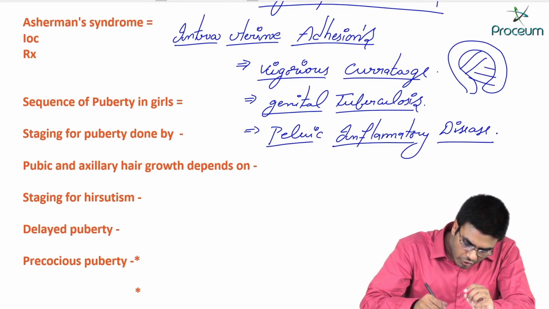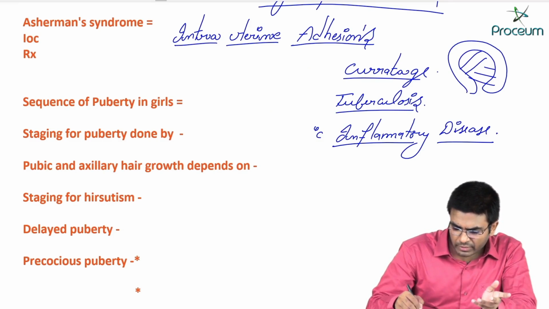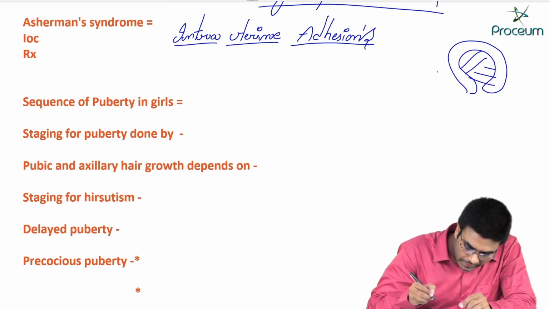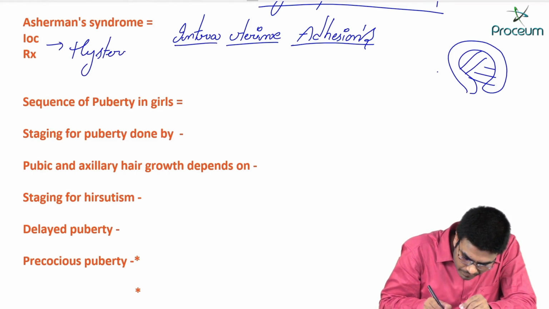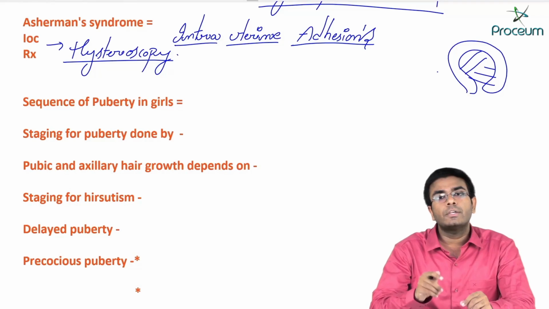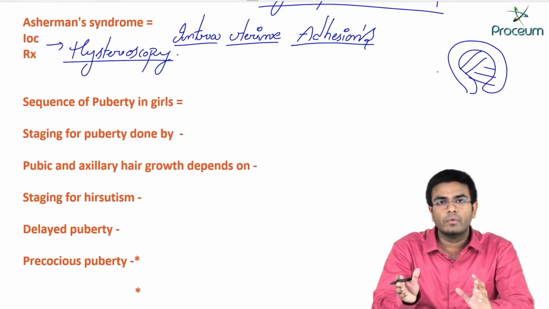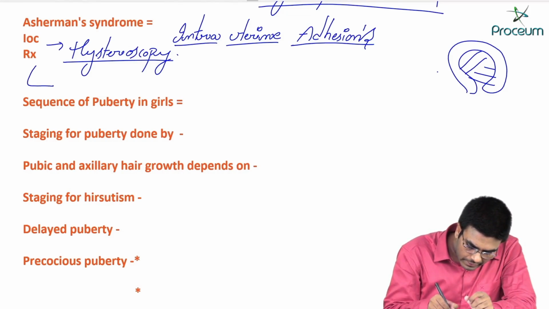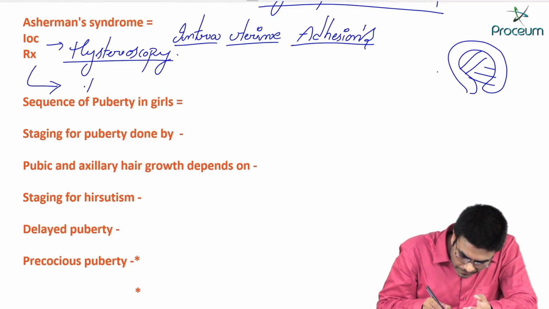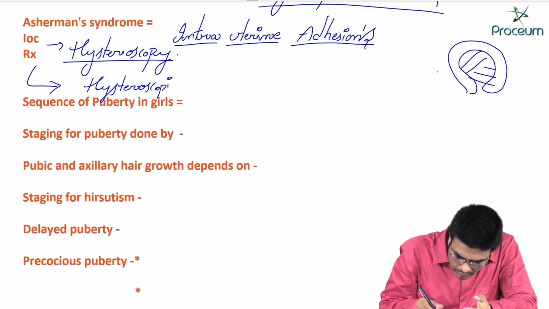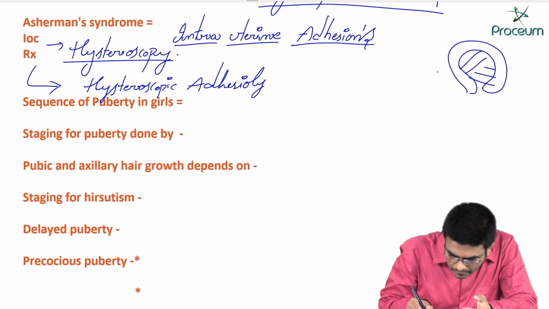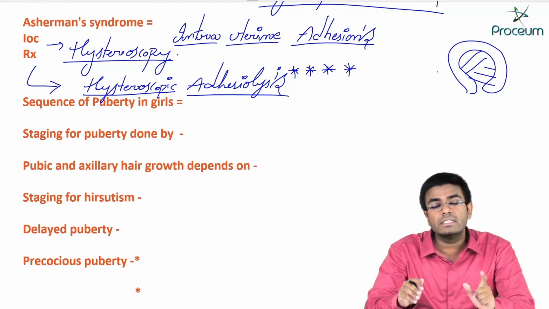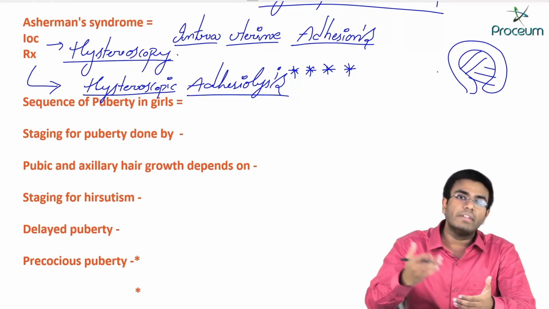Now, what is the investigation of choice? How can we know the presence of intrauterine adhesions? The investigation of choice in this condition is hysteroscopy. We send a small camera into the uterus and see how the uterine cavity is. We can also do hysterosalpingography, but mostly the preferred technique is hysteroscopy. What is the treatment? Hysteroscopic adhesiolysis is the treatment for Asherman syndrome. One more time, the most common cause of Asherman syndrome is vigorous curettage.